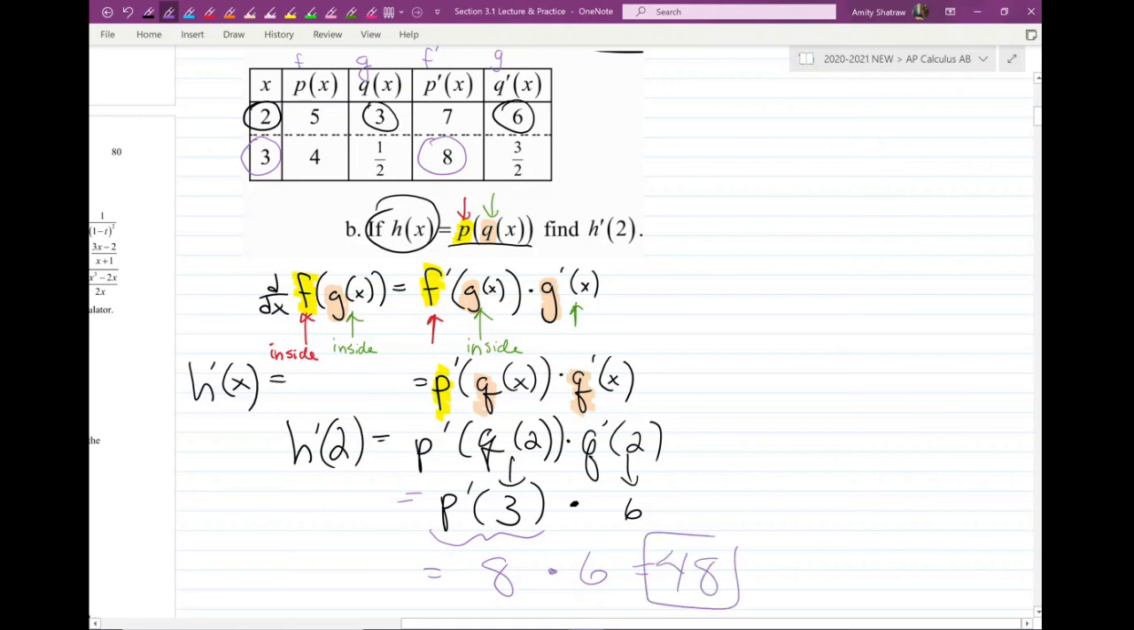Whew, that one's a toughie. Let's hope that Khan Academy has some practice of this.